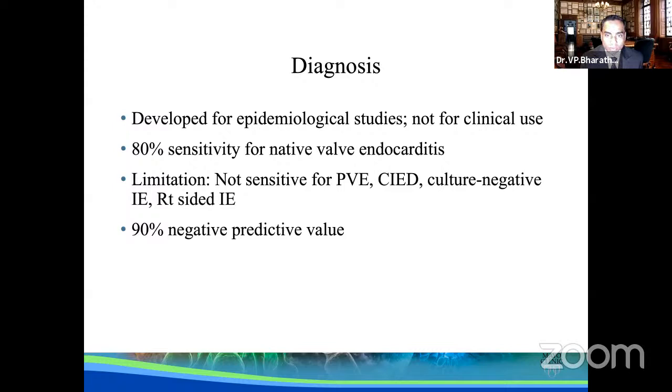It is not 100%. It has a sensitivity of about 80% for native valve endocarditis. It is not very good for prosthetic valve endocarditis, pacemaker or ICD endocarditis, right-sided endocarditis, or culture-negative endocarditis. And if the Duke criteria is negative, the negative predictive value is low. So modified Duke criteria is the diagnostic framework we use, but it has a lot of limitations.